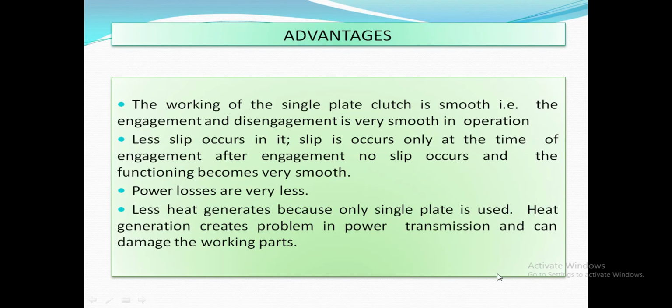What are the advantages of single plate clutch? The working of the single plate clutch is smooth. That is, the engagement and disengagement is very smooth in operation. Less slip occurs in it. Slip occurs only at the time of engagement. After engagement, no slip occurs and the functioning becomes very smooth. Power losses are very less. Less heat is generated because only a single plate is used. Heat generation creates problems in power transmission and can damage the working parts.